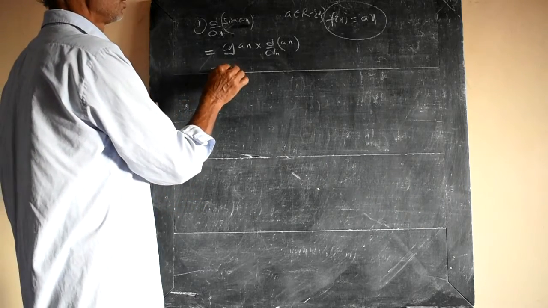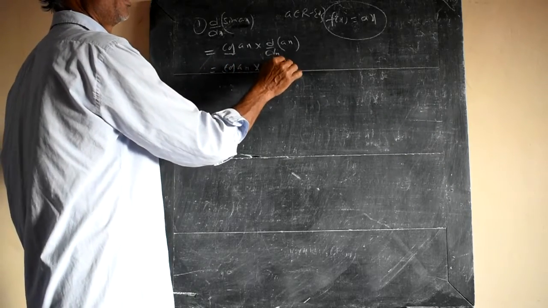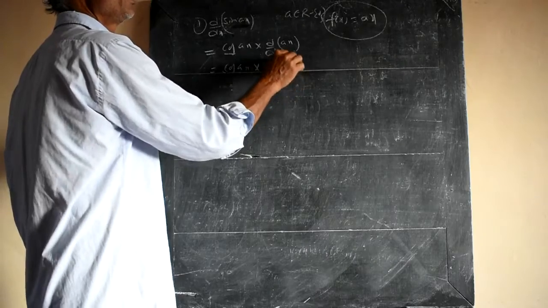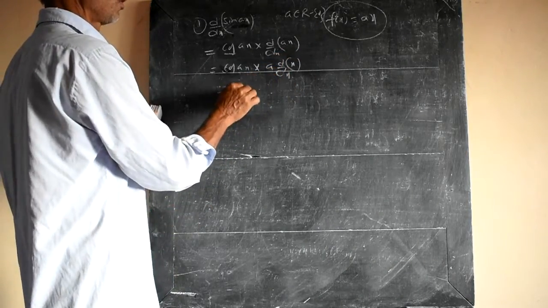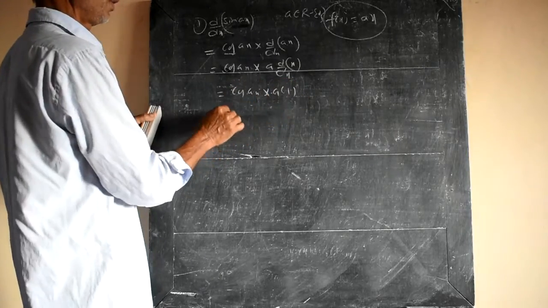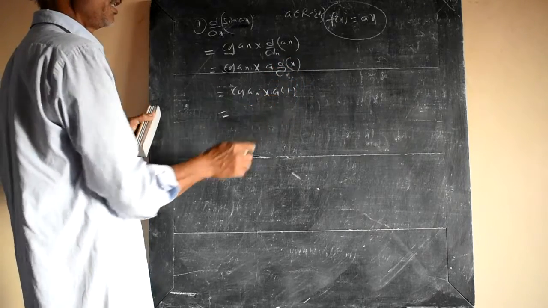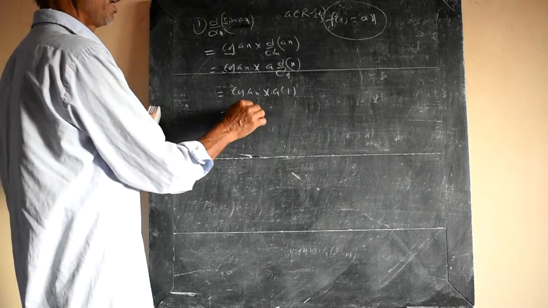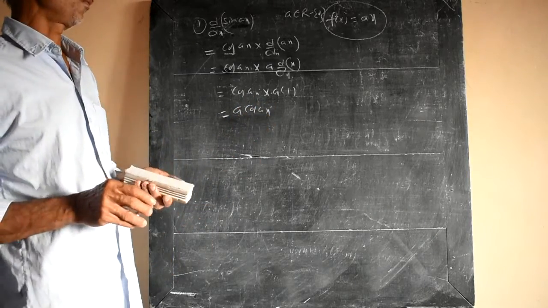That is cos ax into differentiation of ax, a outside, into d by dx of x, because a is a constant. X differentiation is 1. So therefore it is cos ax into a into 1. A into 1 is a. You take a in the beginning: a cos ax. Therefore remember this one as a shortcut formula.